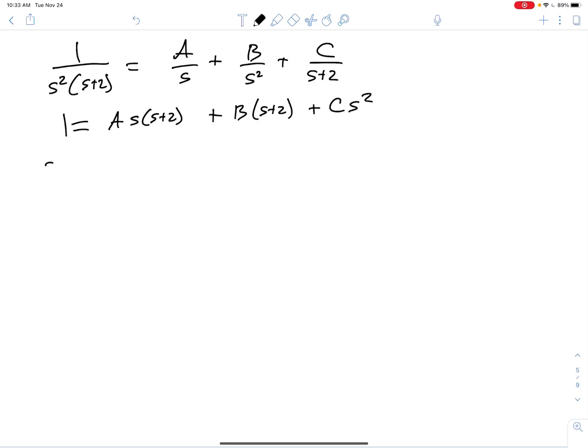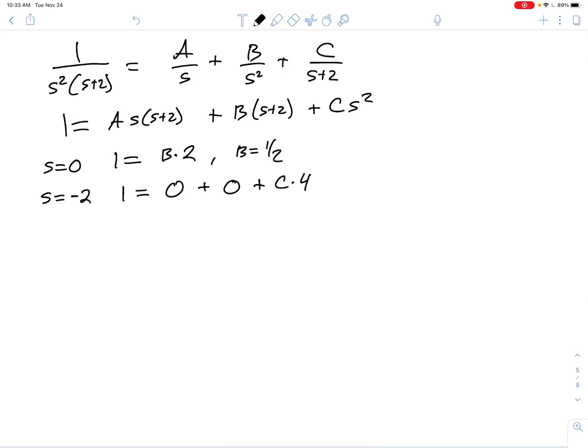For example, if we set s equal to 0, we're going to get 1 is equal to b times 2, because the a and c terms will cancel out when we set s equal to 0. So that tells you that b must have been 1/2. If we set s equal to negative 2, then that'll cancel, that will cancel, and we'll get c times 4. So I guess c must have equaled 1/4.